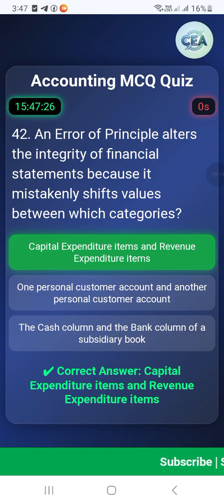Correct answer is capital expenditure items and revenue expenditure items.